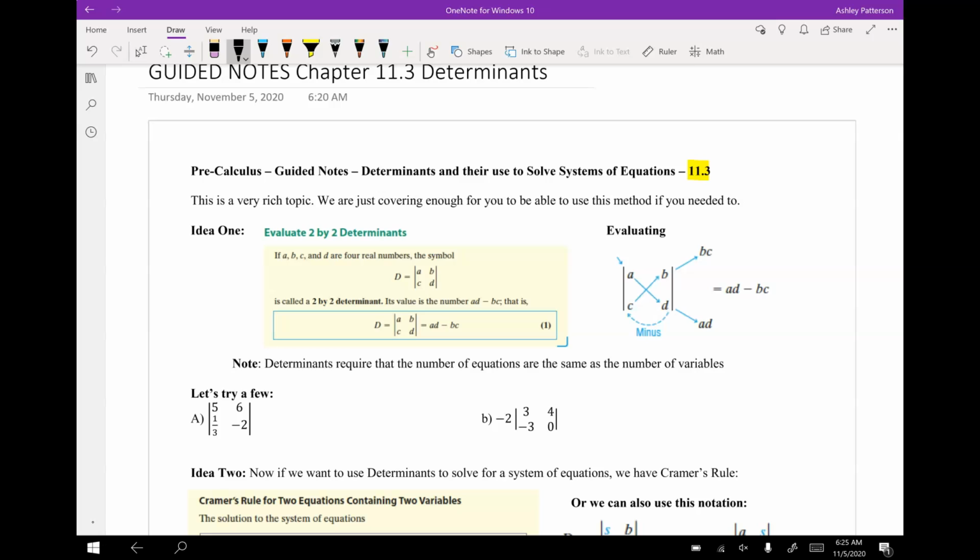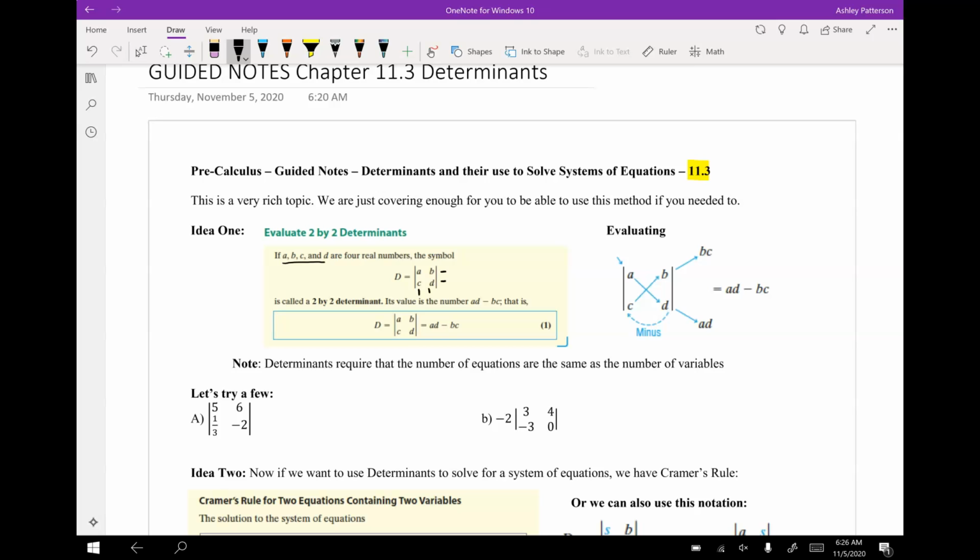Okay, so here's the determinant. Let's assume that we've got A, B, C, and D, and they're real numbers. We don't deal with the determinant in the imaginary number world. And this is called a 2 by 2: 2 rows, 1, 2, by 2 columns, 1, 2. So we call it a 2 by 2.